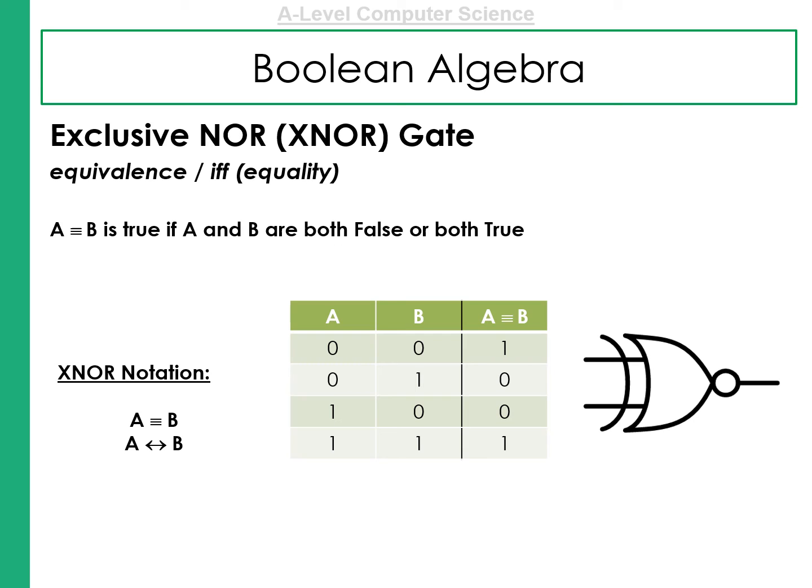For the XOR, one of the inputs had to be true, but only one of them. Remember, if both were false or both were true, that would give a false reading. Well, this is the inverse of this. So it's only going to be true if either both the inputs are true or both the inputs are false. We sometimes call this the equivalence.